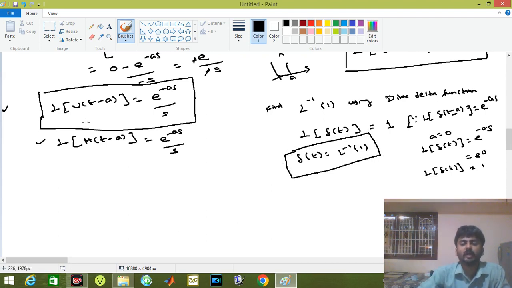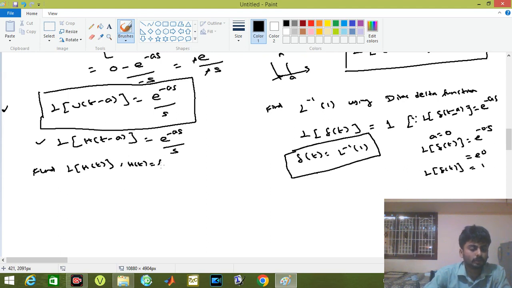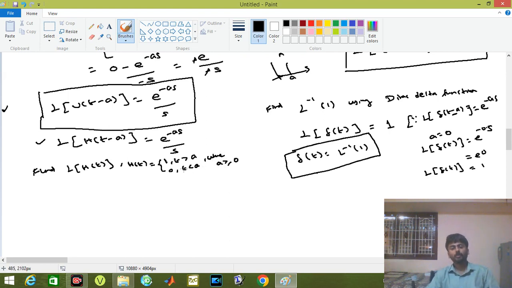In the same way, you may be asked to find L of h of t, where h of t equals 1 for t greater than a and 0 for t less than a, where a is greater than or equal to 0. Okay, this may be the problem.